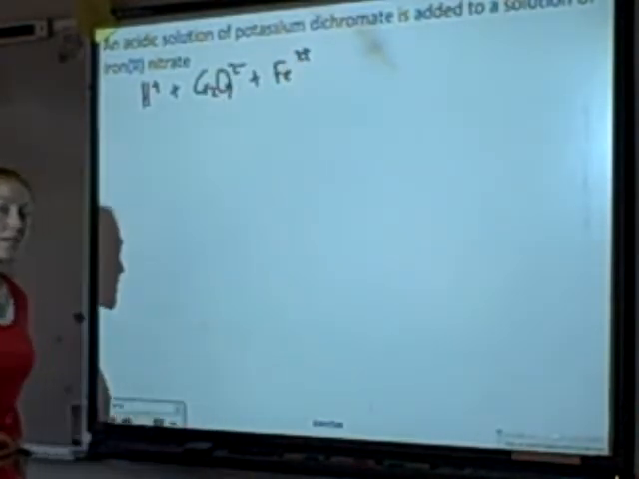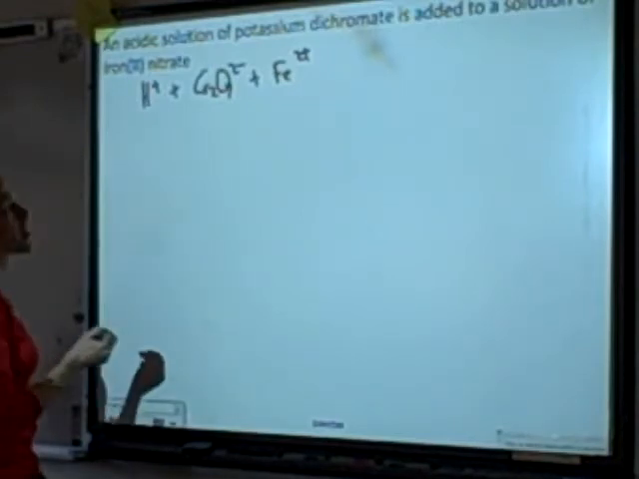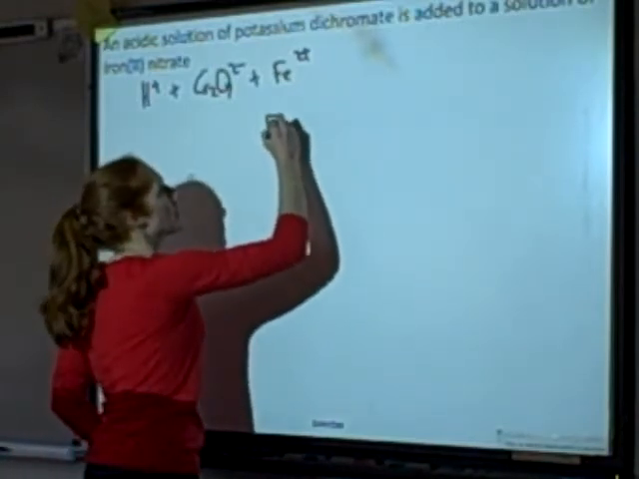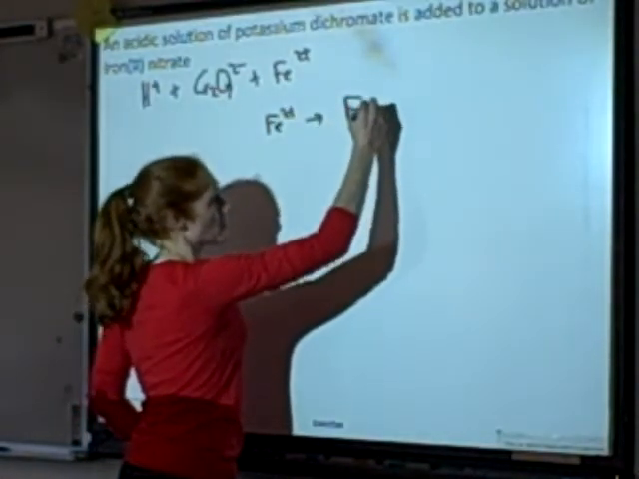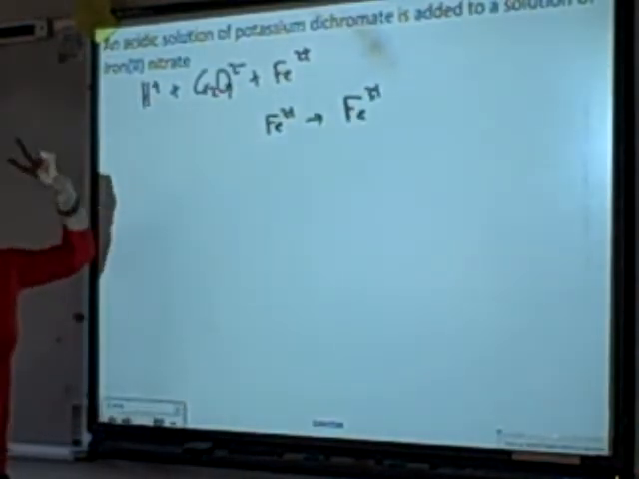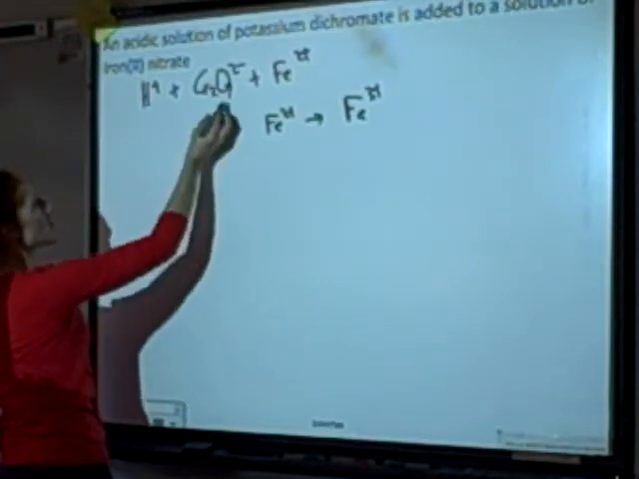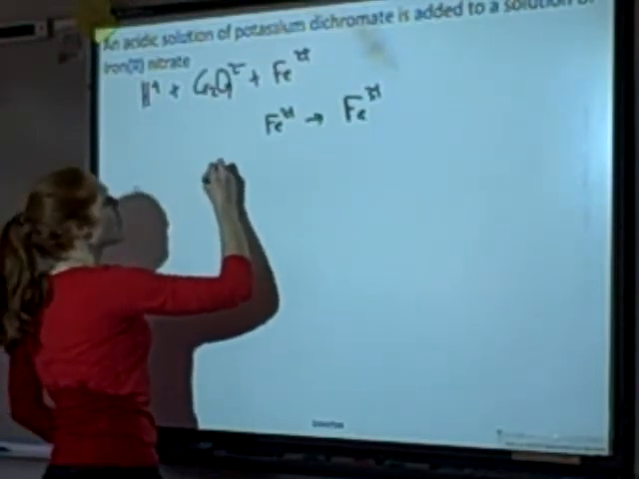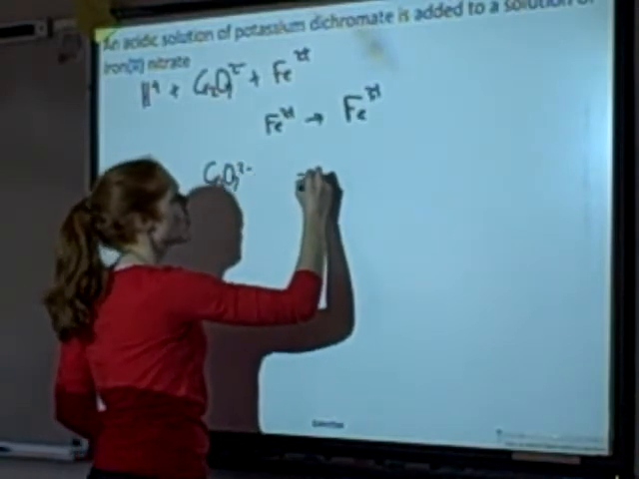Okay, so something has to be oxidized, something has to be reduced. I'm going to break this into my oxidation reaction, my reduction reaction. So iron 2+ can be oxidized to 3+. I also just know the iron's going to be the oxidized thing because I know this is a strong oxidizer. So it's going to oxidize this. That means the thing being reduced is this guy. So dichromate, Cr2O7 with a 2-, is going to be reduced.